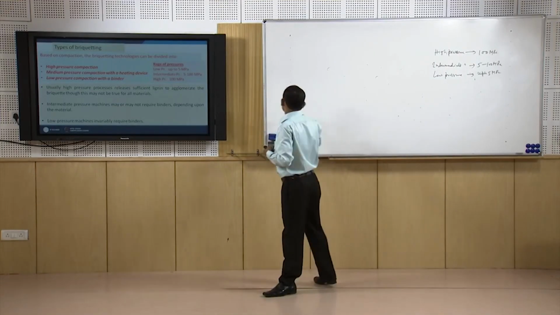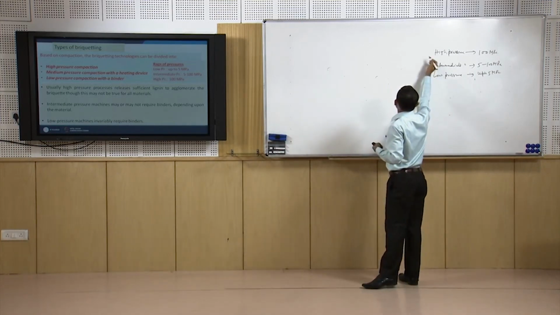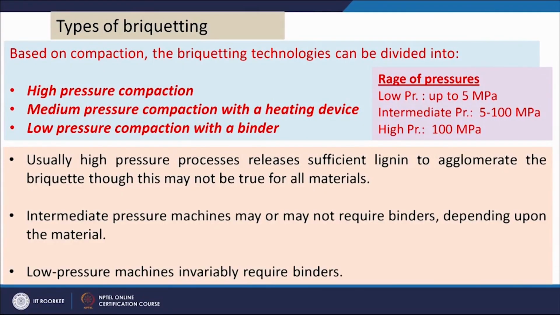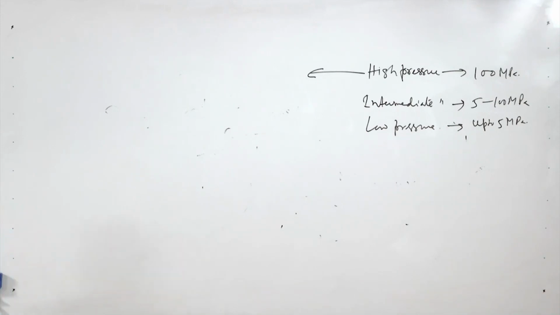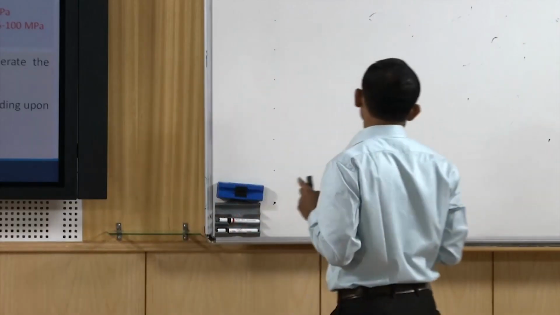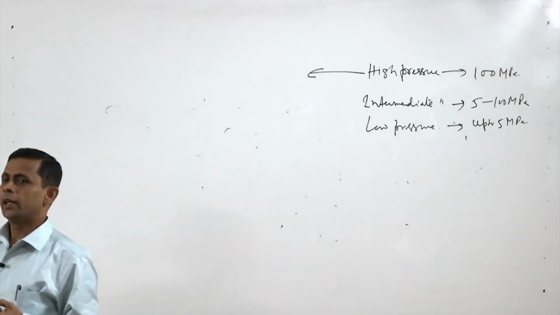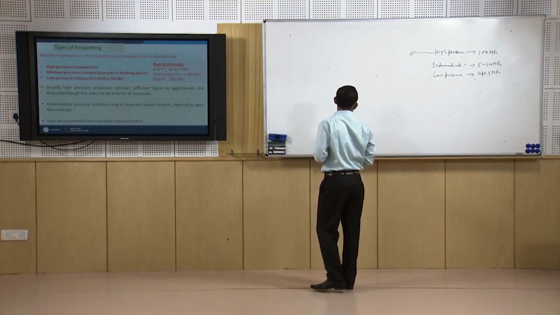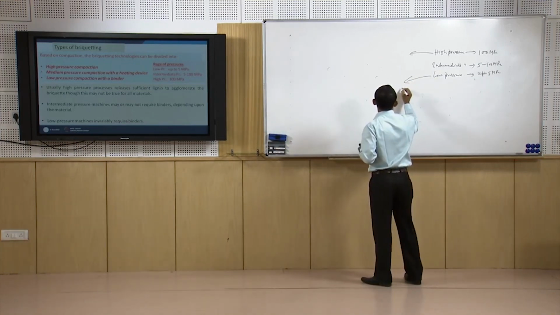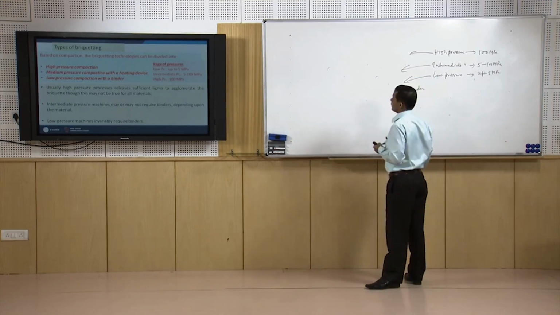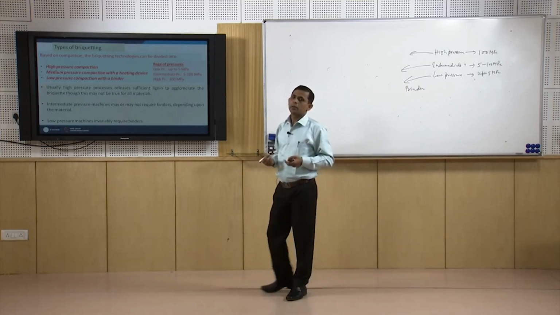So, depending upon how much pressure we are applying, we will get three types of briquetting process. High pressure compaction will not use any binders. If the material has sufficient lignin, the indigenous binders will be generated and they will bind the particles. Low pressure will obviously require binder, and the intermediate pressure process may or may not have binder.